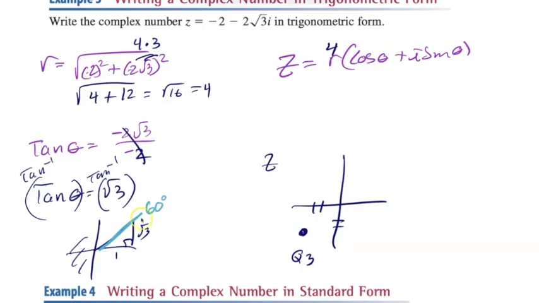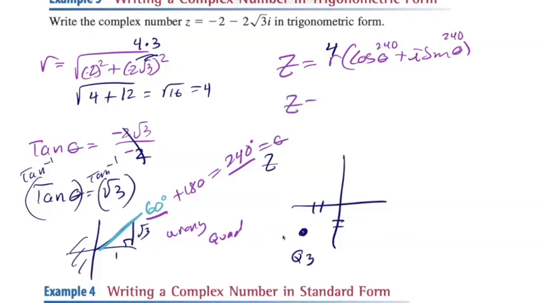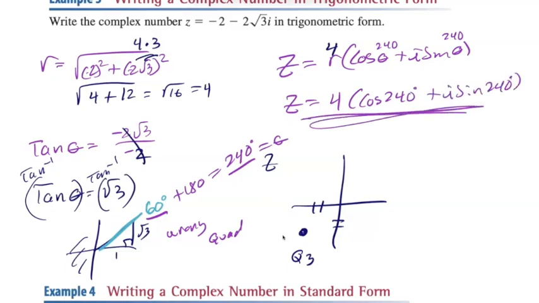Fixing tan is really easy. All we have to do is add 180 to go half a circle to the right quadrant. Since we know it's the wrong quadrant, we're going to add 180 to it, and we're going to get 240 to be in the correct quadrant, because 240 would be right here, 180 plus 60. And there we go, that's our theta. And we get z equals 4 cosine of 240 plus i sine 240 degrees.